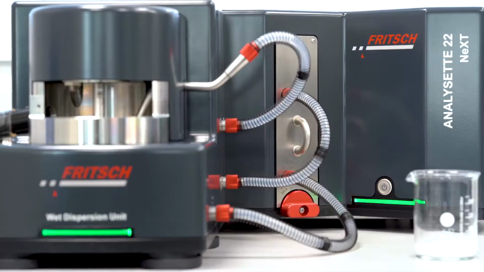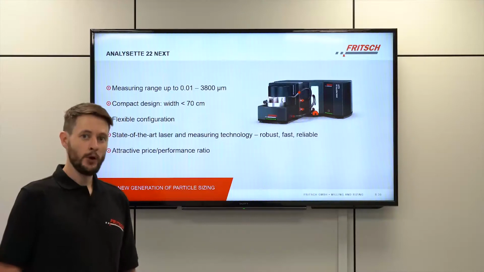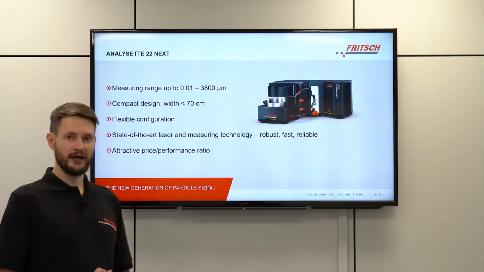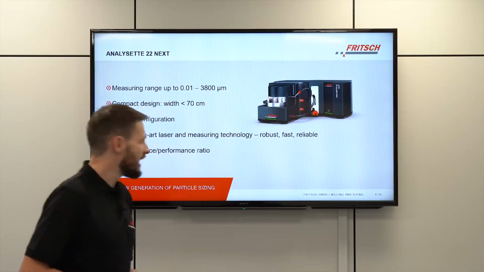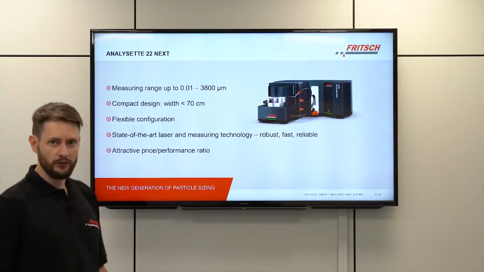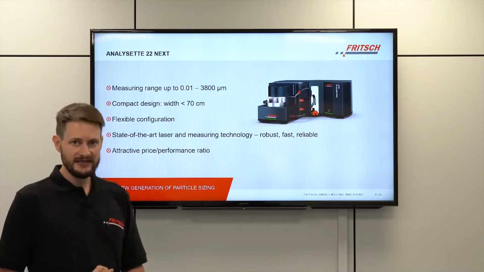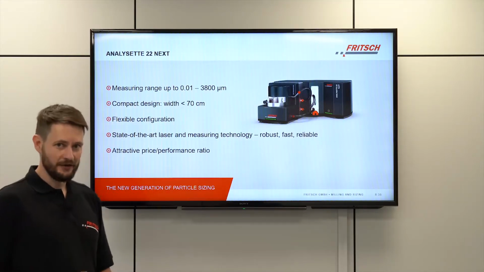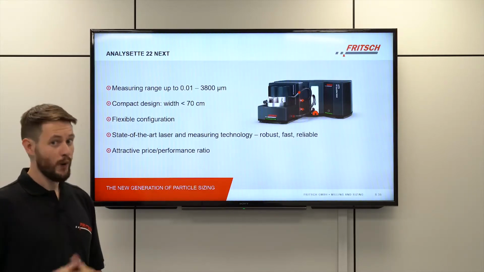To summarize the most important features of our new laser particle sizer Analyset 22 Next, we have achieved a very competitive measuring range of 10 nanometers to 3.8 millimeters, while still maintaining a very compact design and also being able to offer a very flexible configuration in order to offer every customer just the features that he really needs. And still everything that we built into the instrument is state-of-the-art, and I really want to stress the wet dispersion unit, which is quite unique in the market.